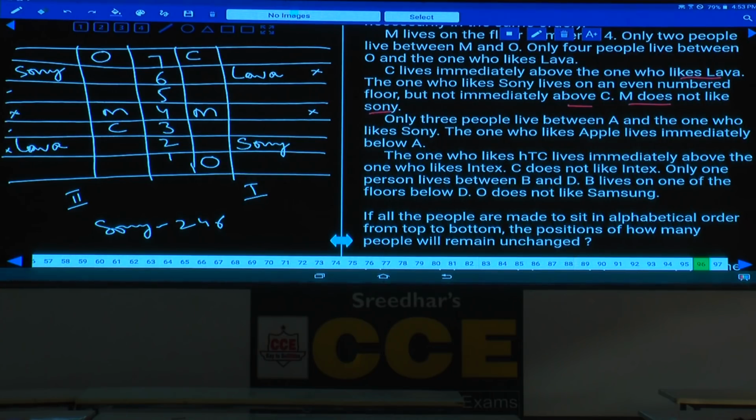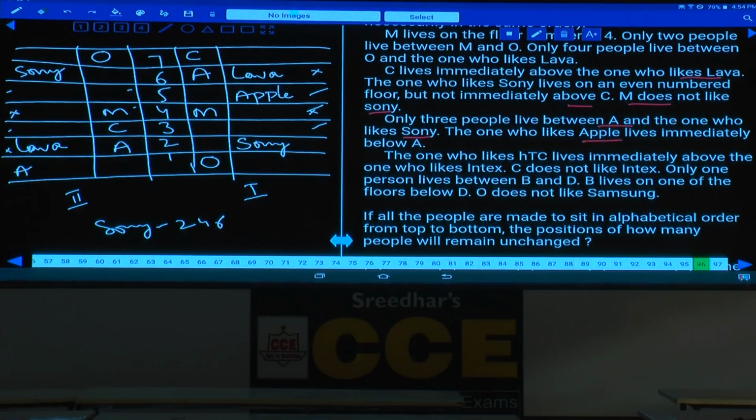Only 3 people live between A and the one who likes Sony. Between A and Sony, there must be exactly 3 people. In case 1, 1, 2, 3, hence A must be on floor number 6, likes Lava. In case 2, only 3 between A and Sony, and Sony is on floor number 6, 1, 2, 3, so A must be on the 2nd floor. A likes Lava. In both cases, A likes Lava. And the one who likes Apple lives immediately below A. Apple is immediately below A. In case 1, the person who likes Apple must be on floor number 5.